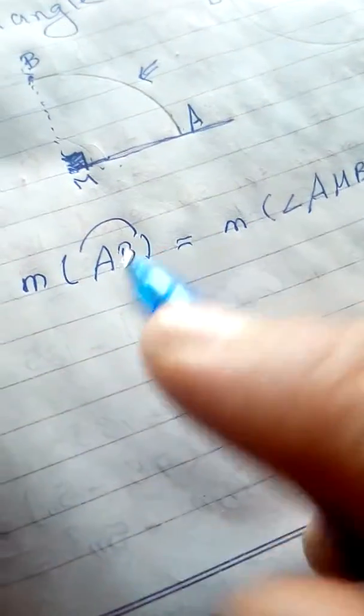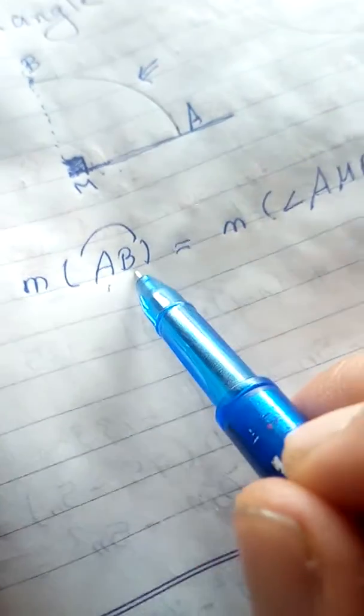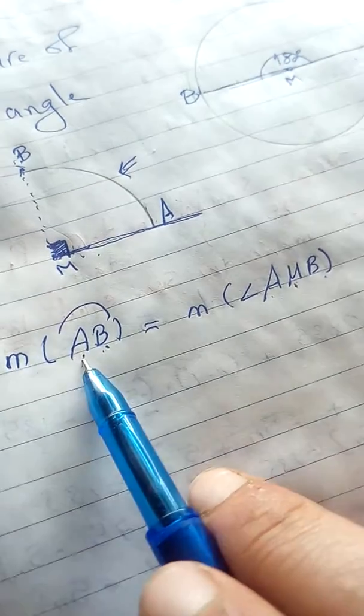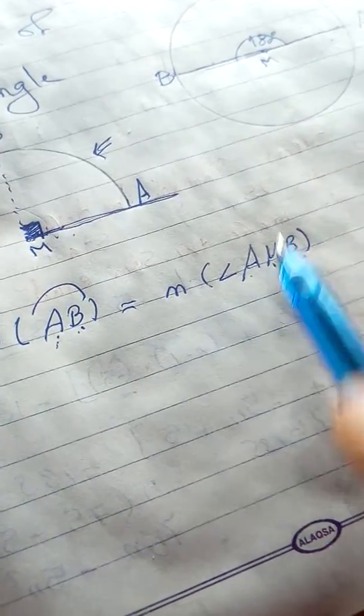لاحظ الاسم the arc AB هما نفس ال end points of the central angle والcenter M في النص في الميدل هنا. اوكي، يبقى measure of arc AB equals measure of angle AMB.